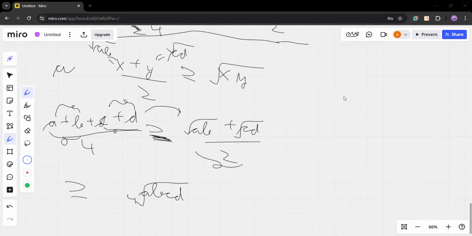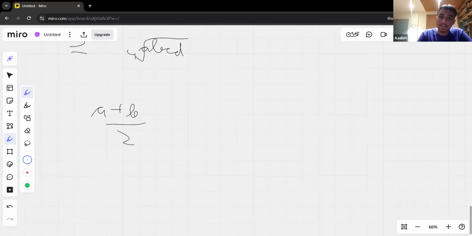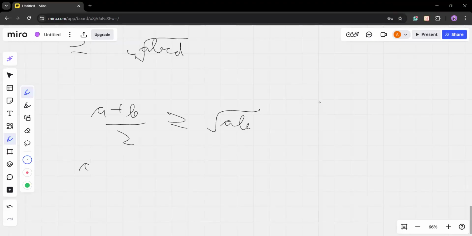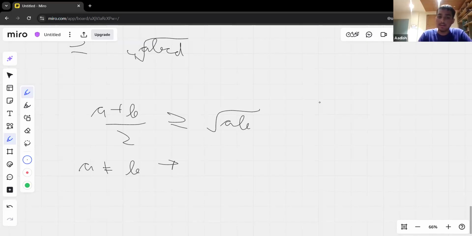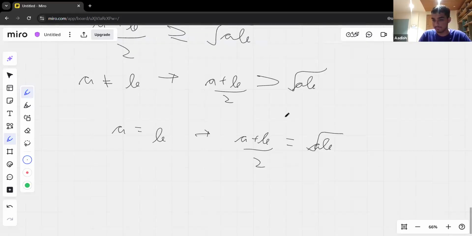What is AM-GM equality? Oh, okay. Wait, let me rewind. I'll just recap a bit. We had this inequality. This was AM-GM for two variables, right? So if A and B are unequal, then there's no equality here. It is always greater than. And if A and B are equal, then equality holds. These are the two cases of AM-GM.